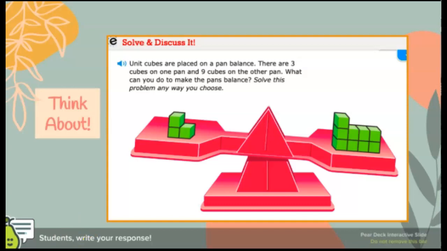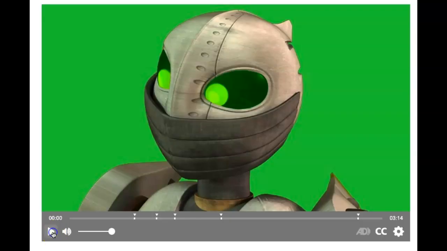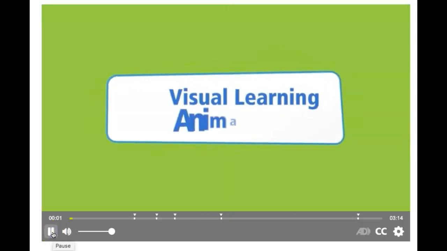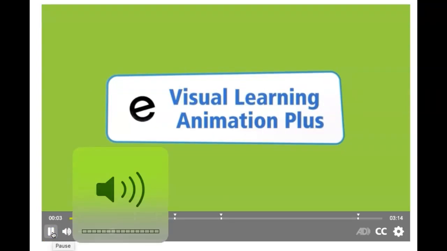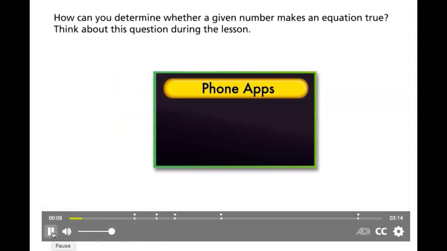So let's move ahead. We're now on lesson 4. We'll do exercise 1. I hope the system will let me log in quickly. Let's try. So let's see, what is this? Let's listen to it. How can you determine whether a given number makes an equation true? Think about this question during the lesson.